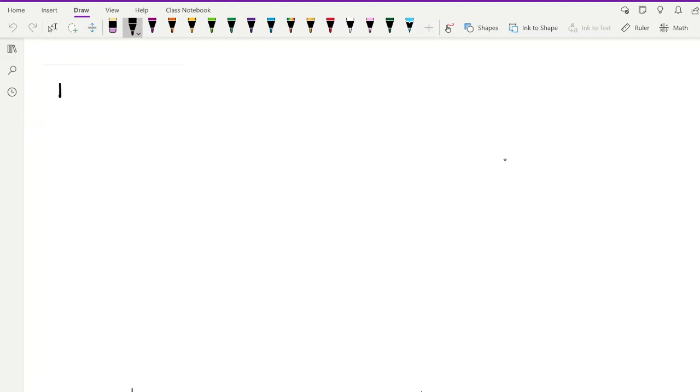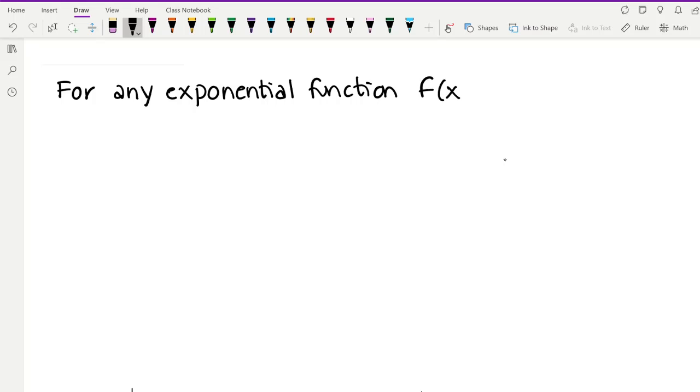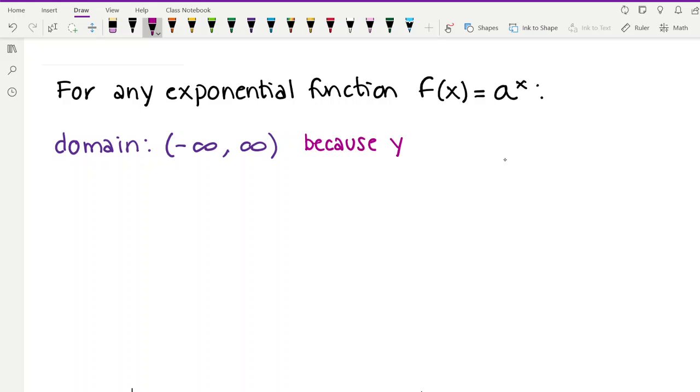So like I said, we're going to write down some facts that are true for any exponential function of the form f of x is equal to a to the x. So first thing we said, it's always going to be true that the domain is all real numbers. And so I'll put a note here explaining why that is. In this case, it's because you can raise a to any real number, right? Nothing's going to go wrong by taking your base and raising it to a different exponent.